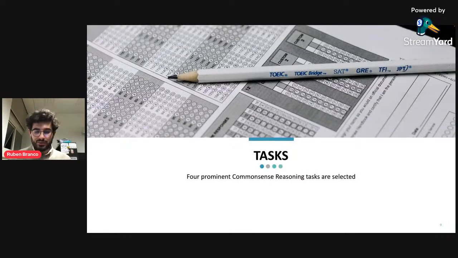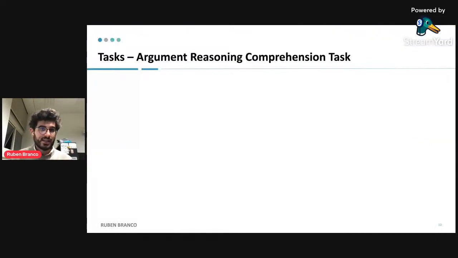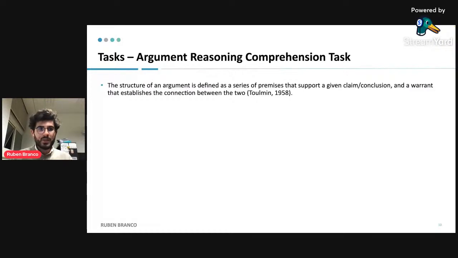So we need to select tasks, and we selected 4 of them. The first task is the argument reasoning comprehension task, which I previously mentioned in the Nivens and Kao paper, which was the paper that kind of started this whole thing in NLP. So this is kind of argumentation theory, where the structure of an argument is usually defined as a series of premises that support a claim and conclusion.